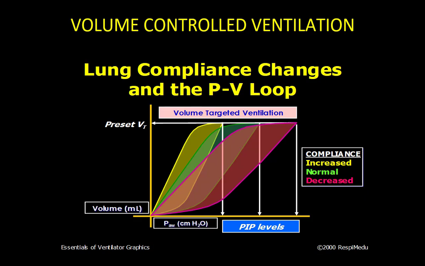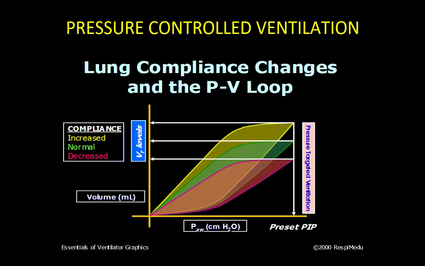Which kind of mode is it, volume control or pressure control? Because all of them are ending at a specific volume, it is a volume targeted mode. Had this been a pressure targeted mode, how would the same graphs look? It will be different volumes for the same pressure, and that's exactly what it is. As the compliance reduces, the volume keeps coming down. This is worst compliance, normal compliance, better compliance.